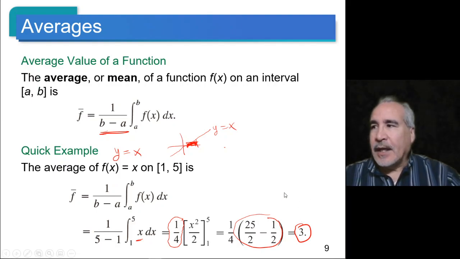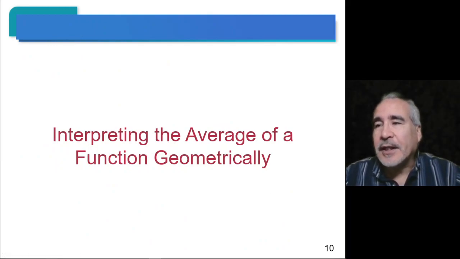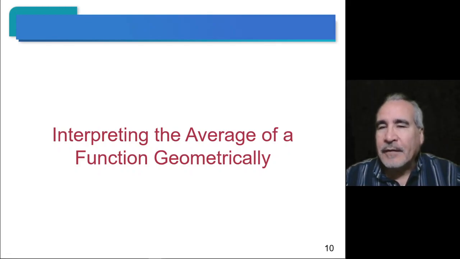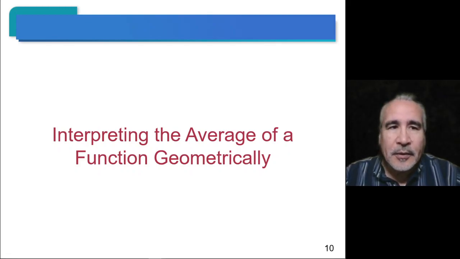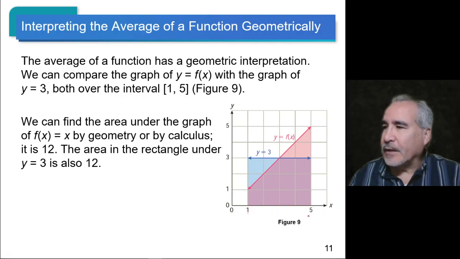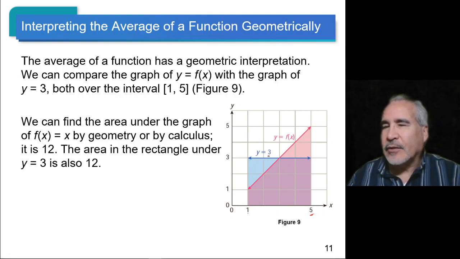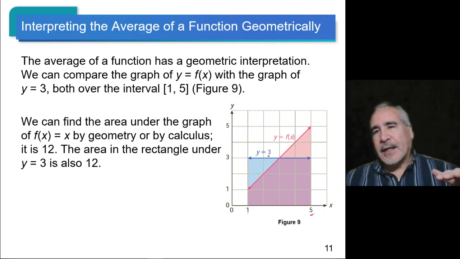Okay. And what does that average value mean? Well, let's interpret it. Interpreting the average value of a function geometrically. So let's go ahead and graph this. And I've got a couple examples at the end where we'll do that. So remember, here's this line, y equals x. We took it going from 1 to 5. And so you get this sort of triangular shape all the way. But what the average function does is it levels it out. And it sort of assumes that it was always happening at that level.